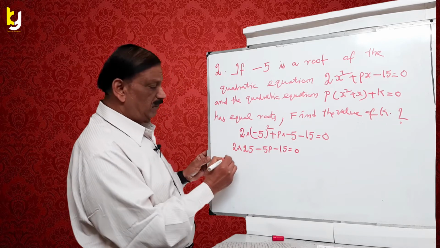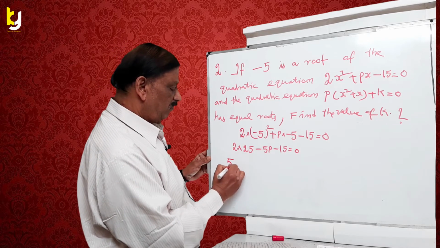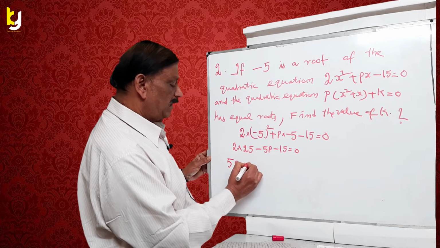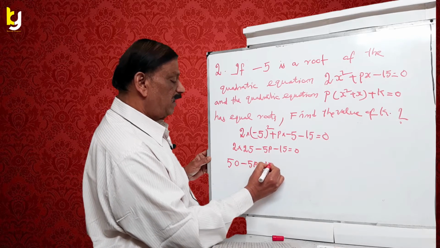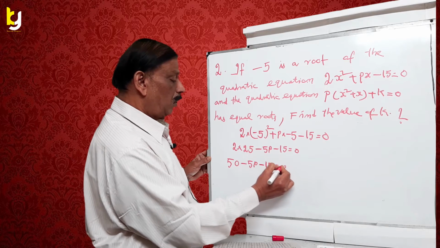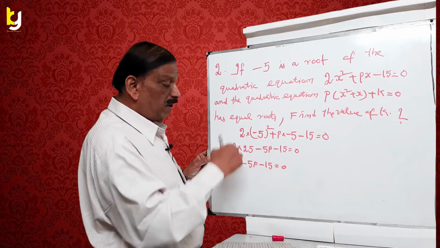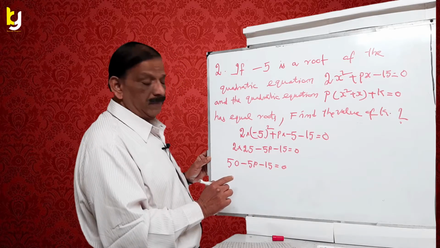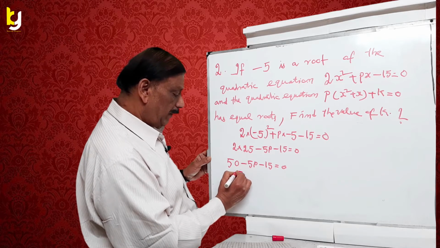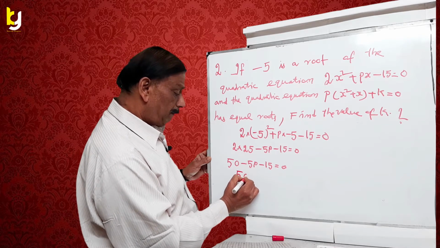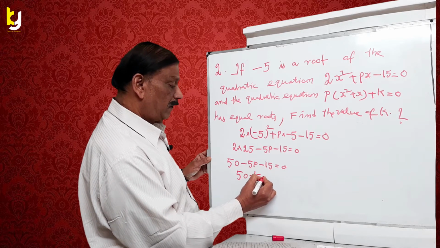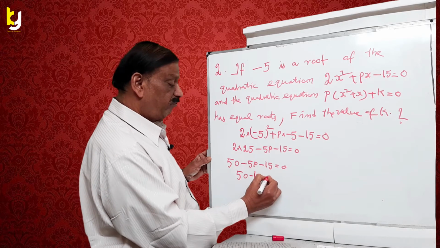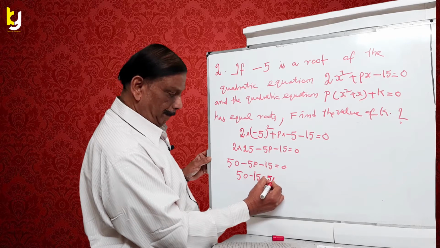2 into 25, that is 50. 50 minus 5p minus 15 equal to 0. Bring minus 5p to the right hand side. So 50 minus 15 equal to plus 5p.